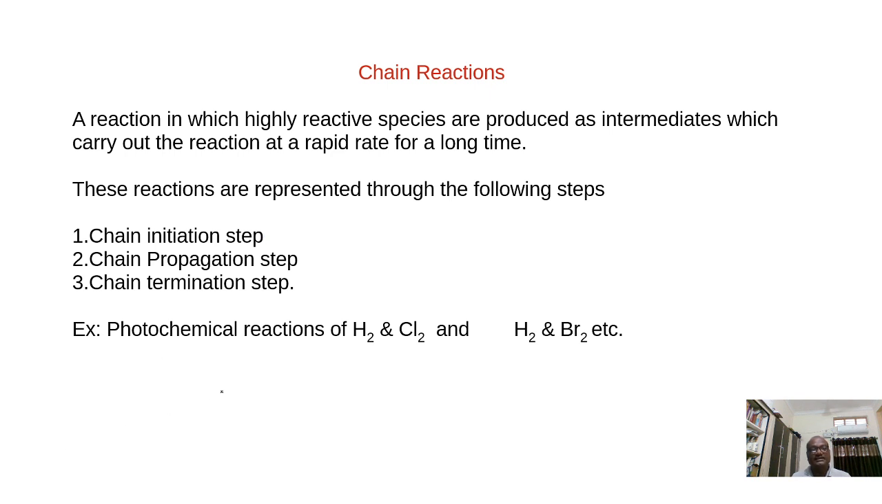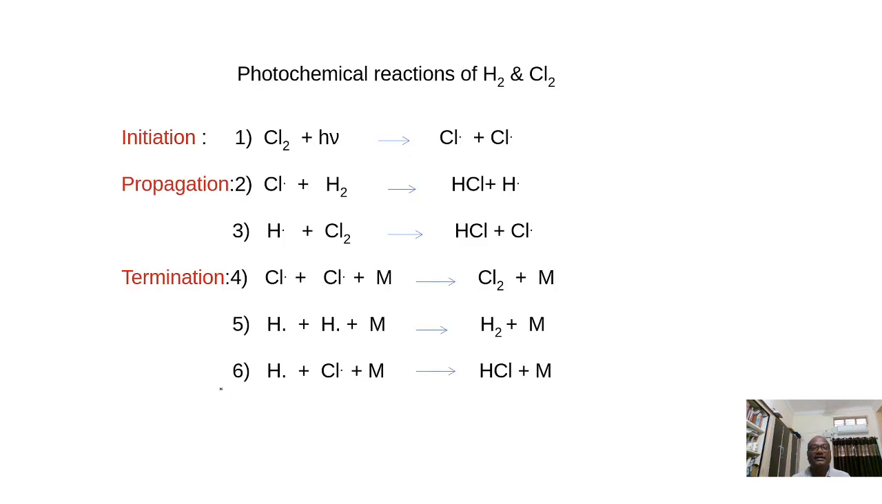Examples of chain reactions are the photochemical reactions of hydrogen and fluorine, and also hydrogen and bromine, and so on. Let me see the details of hydrogen and chlorine. What is the chain initiation? The chlorine molecule is undergoing homolytic cleavage to form free radicals. Chlorine free radicals are forming in the presence of light. It is a photochemical reaction. In the presence of light, the chlorine molecule is homolytically dissociating to give chlorine free radicals.